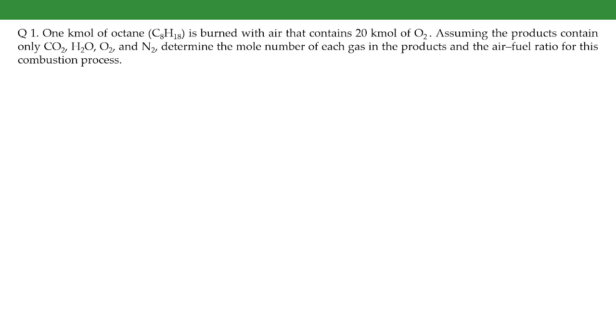The first problem is: 1 kilomole of octane is burned with air that contains 20 kilomole of oxygen. Assuming that the products contain only carbon dioxide, water, oxygen, and nitrogen, determine the mole number of each gas in the product and the air fuel ratio for this combustion process. Okay, so basically, what is happening here?